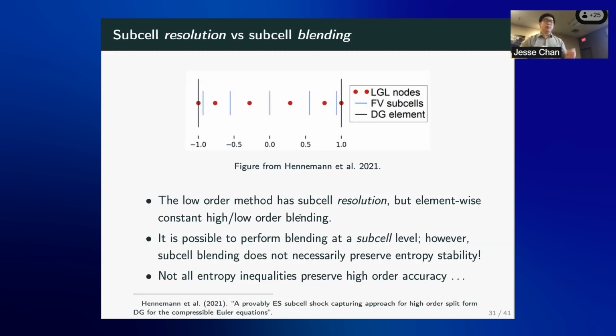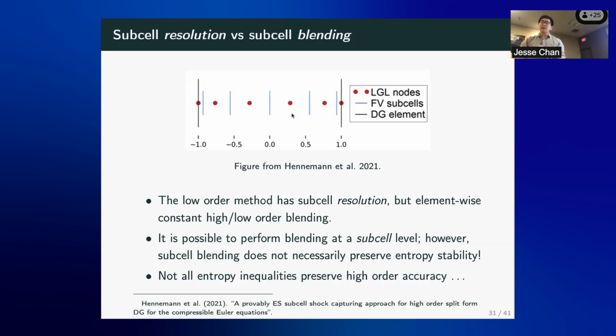However, we were doing element-wise blending. We just took a high-order solution and a low-order solution and blended them with some constant blending over each element. But you can actually do this blending in a subcell fashion as well. You can blend more in one area of an element than another.